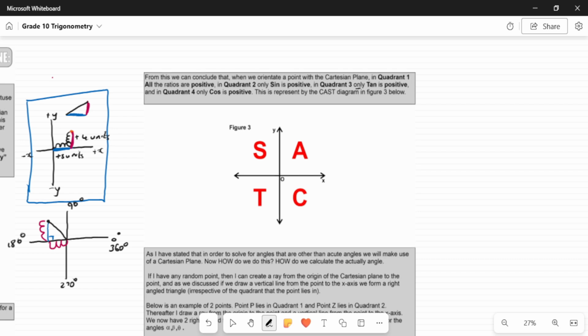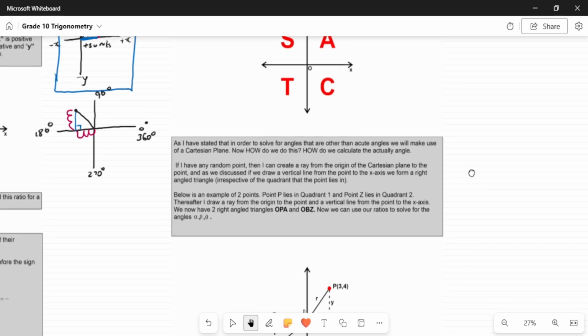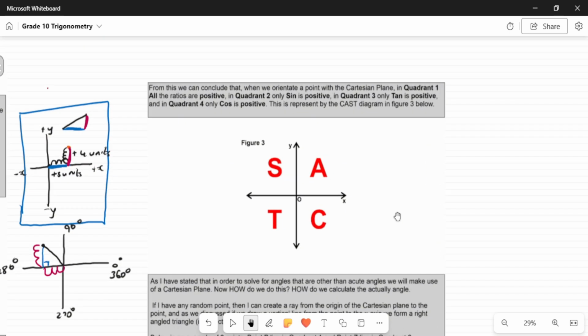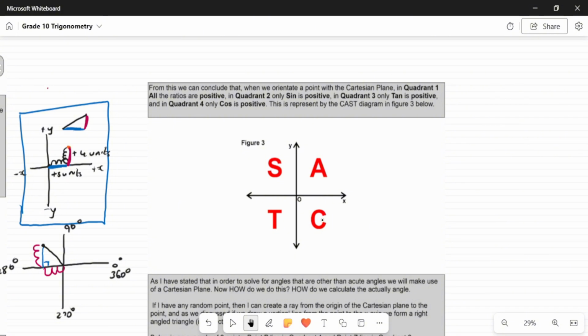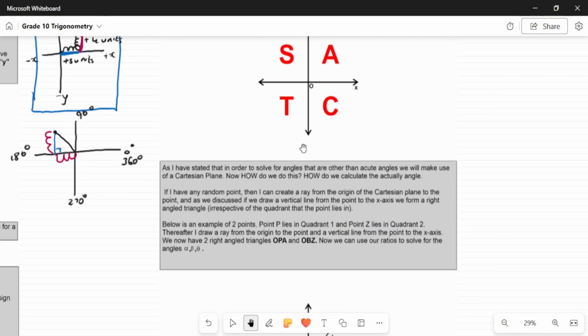In quadrant 3, only tan is positive. In quadrant 4, only cos is positive. This is represented by the CAST diagram, represented by figure 3 below, as I've shown you here. Right, so that's very, very important, knowing that. So whenever we use the Cartesian plane, we need to think about these facts, that all the ratios are positive, sine is positive, tan is positive, and cos is positive at these respective quadrants.